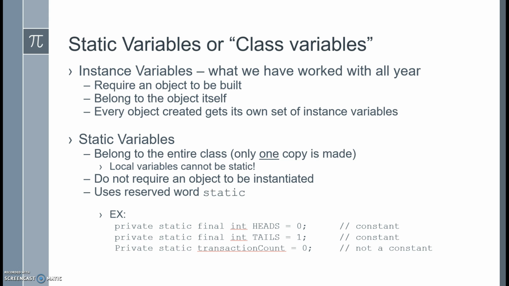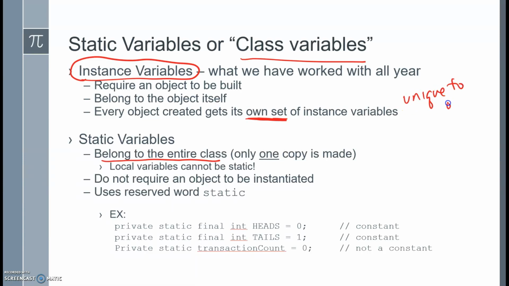Now, static variables are sometimes called class variables, and the reason why they are called class variables is because they belong to the entire class. So let's think about what we have done all year. So far this year, we have really focused on instance variables. An instance variable is created every time we make an object. Every object gets its own set of instance variables. These are things that are unique to the object.